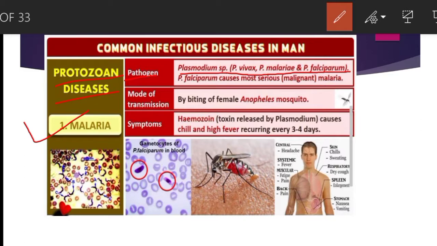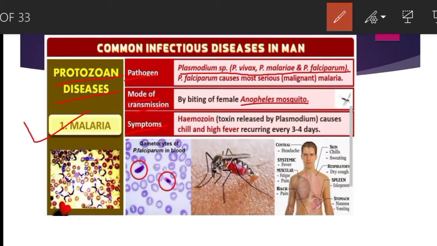The malaria caused by Plasmodium vivax is benign tertian malaria. Plasmodium falciparum causes malignant malaria, which is most serious. Plasmodium malariae causes quartan malaria. Its transmitting agent is the female Anopheles mosquito that transfers the sporozoites of Plasmodium.